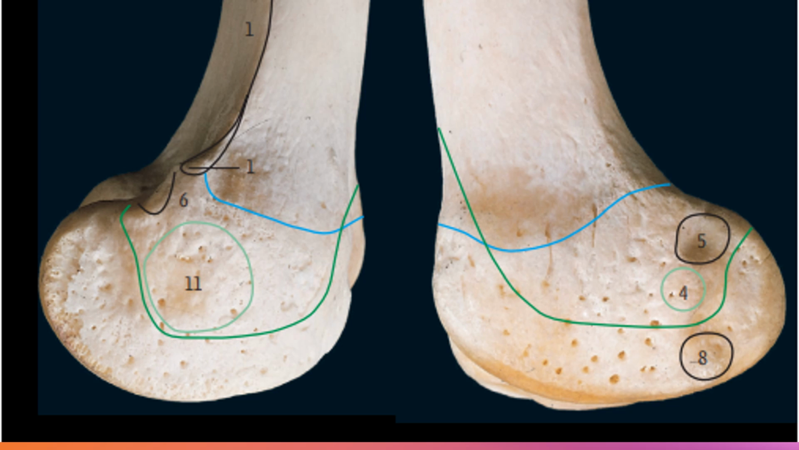Now for the muscle attachments. The first structure is the adductor magnus, which attaches here. The fourth one is the attachment for the fibular collateral ligament. The fifth one is the lateral head of the gastrocnemius. The sixth one is the medial head of the gastrocnemius. This is the eighth, the attachment for the popliteus muscle. And this is the eleventh, where the tibial or medial collateral ligament attaches.